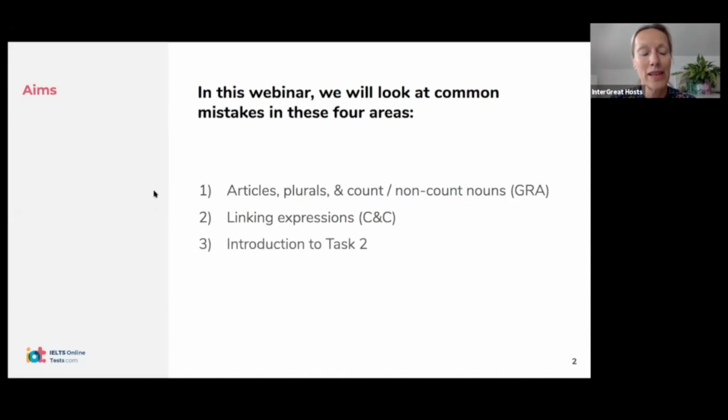Okay, and then we'll be looking at the introduction to task 2. So it's a little part at the beginning, how you actually introduce the task and what kind of verbs you should be using. Sometimes people make mistakes with these verbs, so we want to make sure you're using the correct ones. Okay, and then other common mistakes.